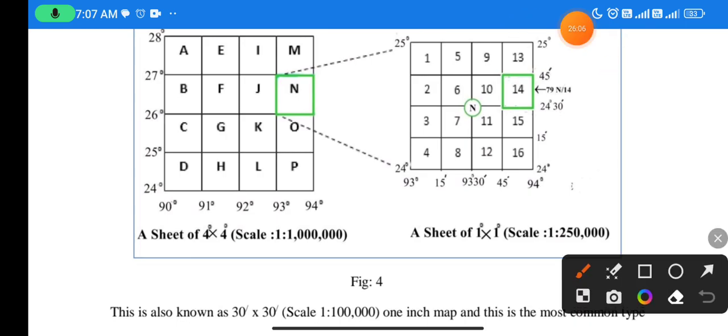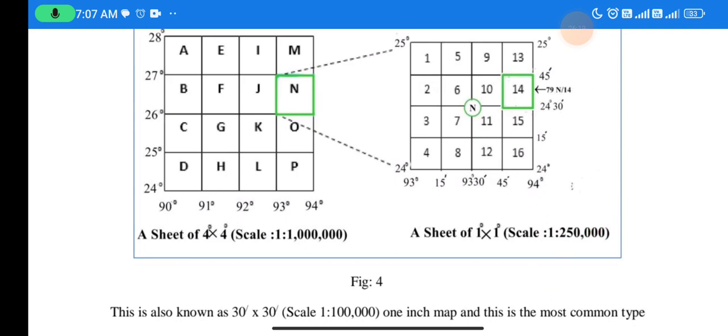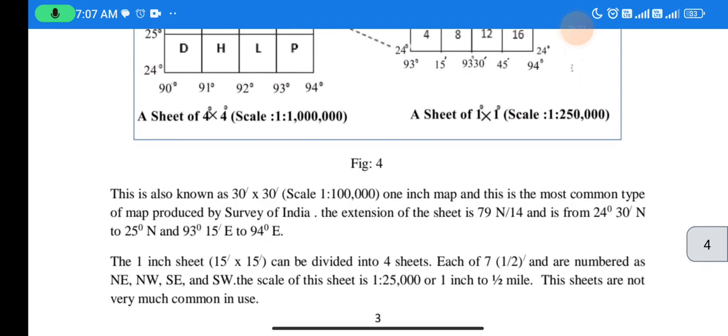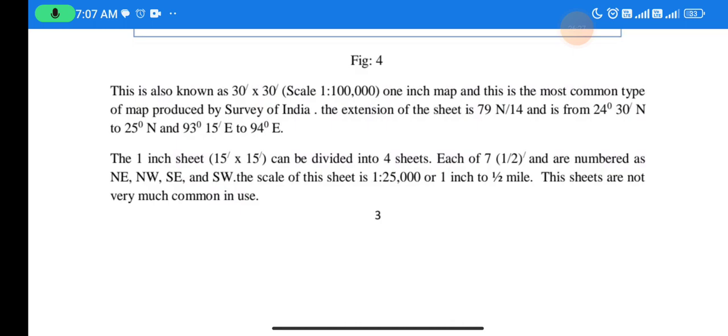So now, this scale was 2,50,000, right? This scale was 2,50,000. This is written here. Now if we divide this by 4, we get 62,500. So the scale of this map will be 1:62,500, in inch scale. And here you can say this is confusing. This is also known as 30 minute by 30 minute scale on 1 inch map, and this is the most common type of map produced by Survey of India.